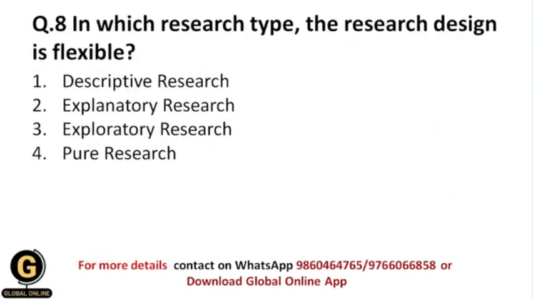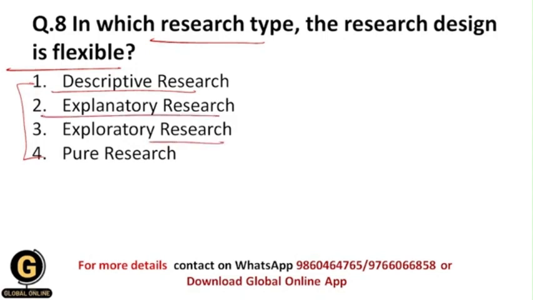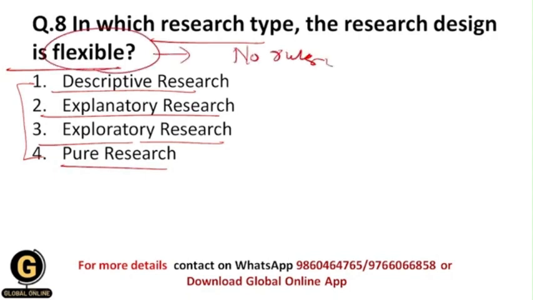In which research type is the research design flexible? Okay, so here again we have given 4 types of research, and in which research is the research design flexible. So whether it is descriptive research, whether it is explanatory research, whether it is exploratory research, pure research. So flexible means there are no rules. Okay, we can follow any kind of step, we can follow any kind of informal ways while doing the research. This is called flexible.